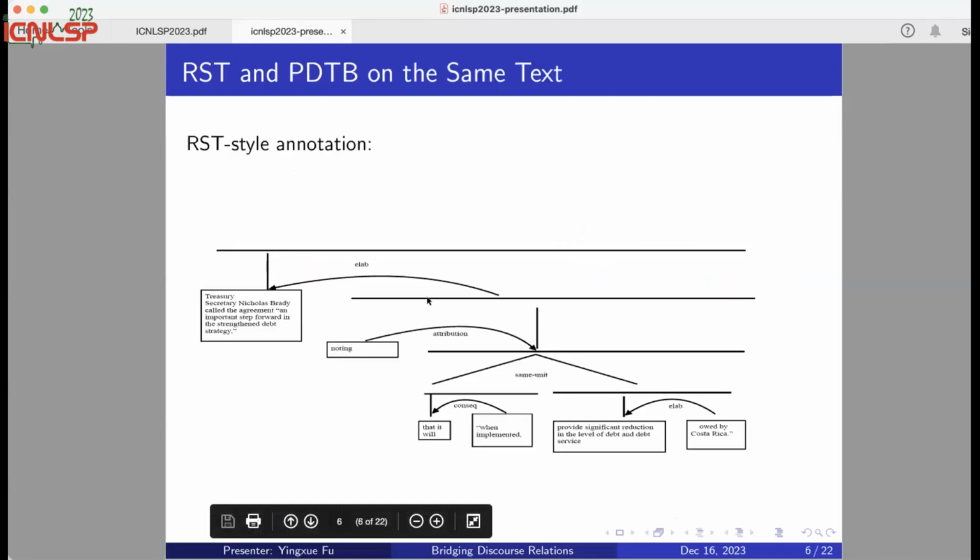Here is an example for RST style annotation. The original text is just Treasury Secretary Nicholas Brady. And the second, this is one elementary discourse unit, noting this single verb forms an EDU here, because you can infer an attribution relation from this one and the rest of the text.